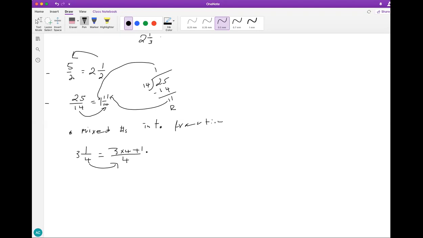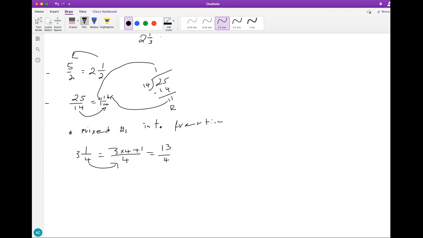So 4. Now we simplify this. The order of operations is multiplication first. This is 12 plus 1 is 13 over 4. As you can see, so that's a mixed number. That's an improper fraction. Only improper fractions can be turned into mixed numbers.